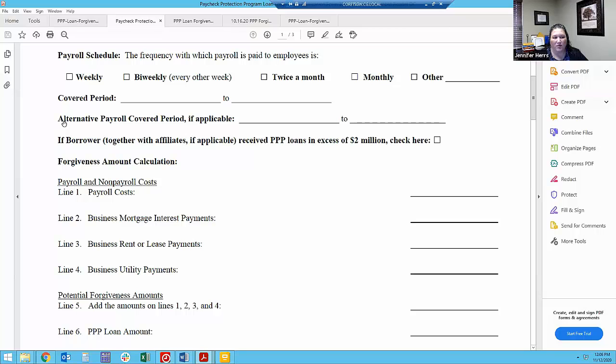Also, remember, if you pay weekly or biweekly, you have the choice of doing an alternative payroll covered period. So if your loan came on the 15th, but you don't pay until the 20th, then you could say, hey, I want to start my covered period on the 20th, but just if you're weekly or biweekly. Only if you're weekly or biweekly. Got it.